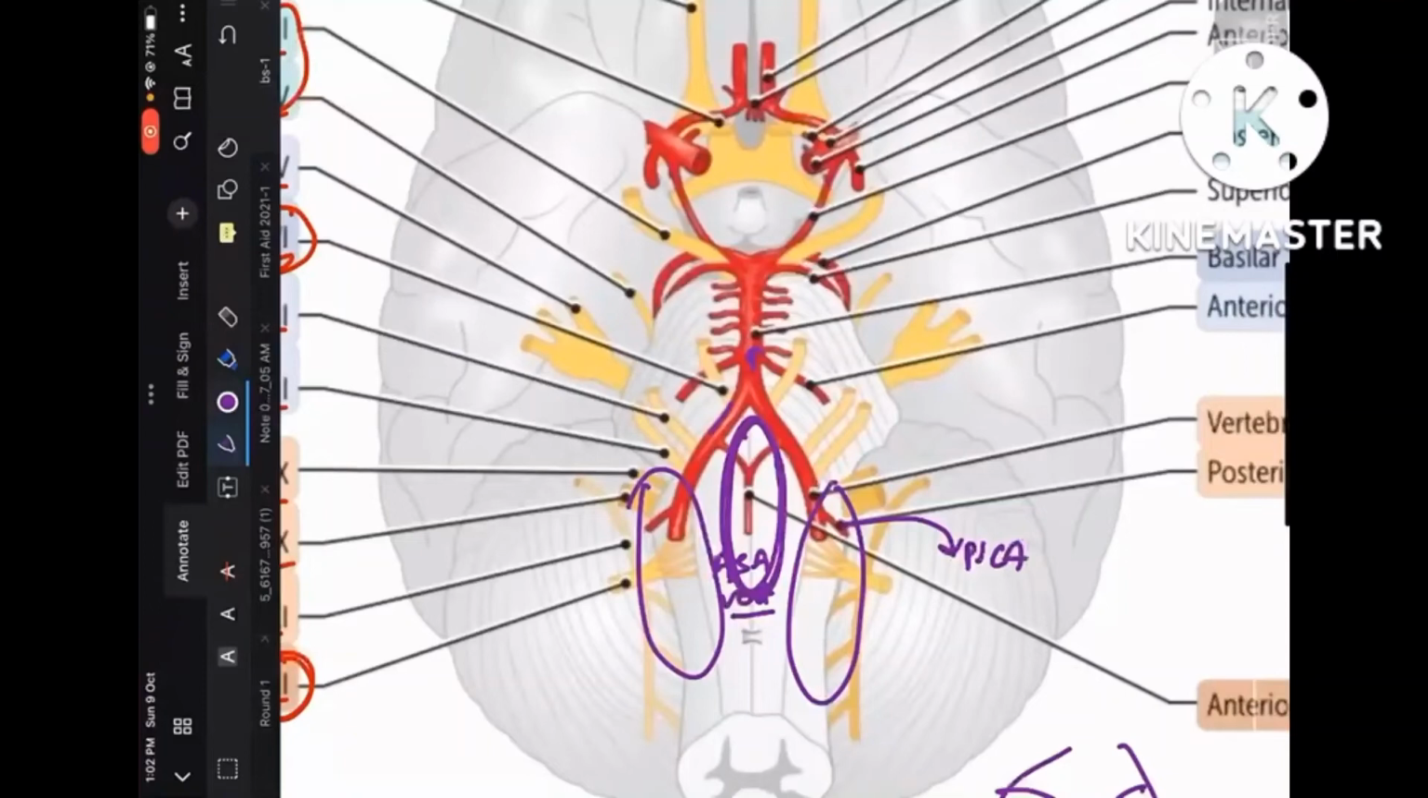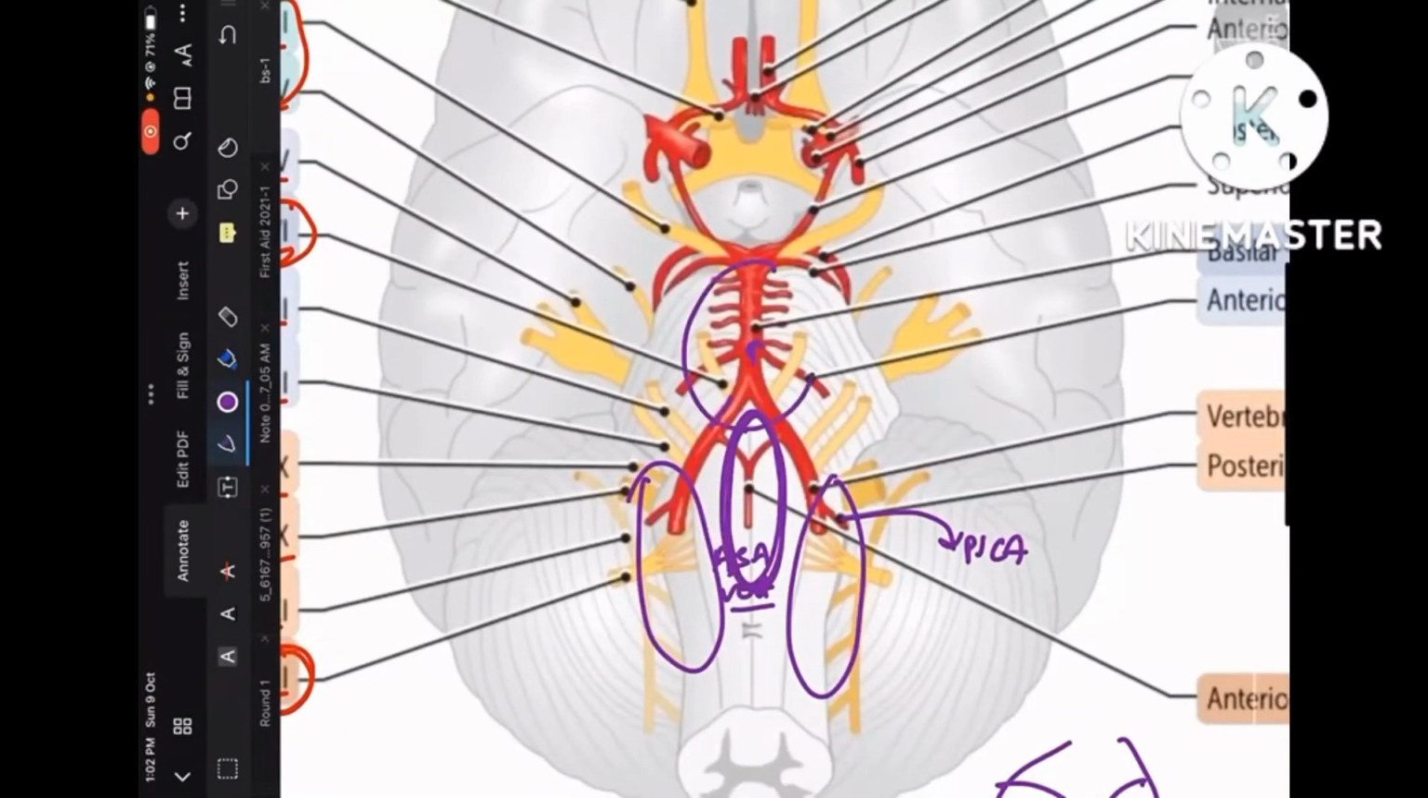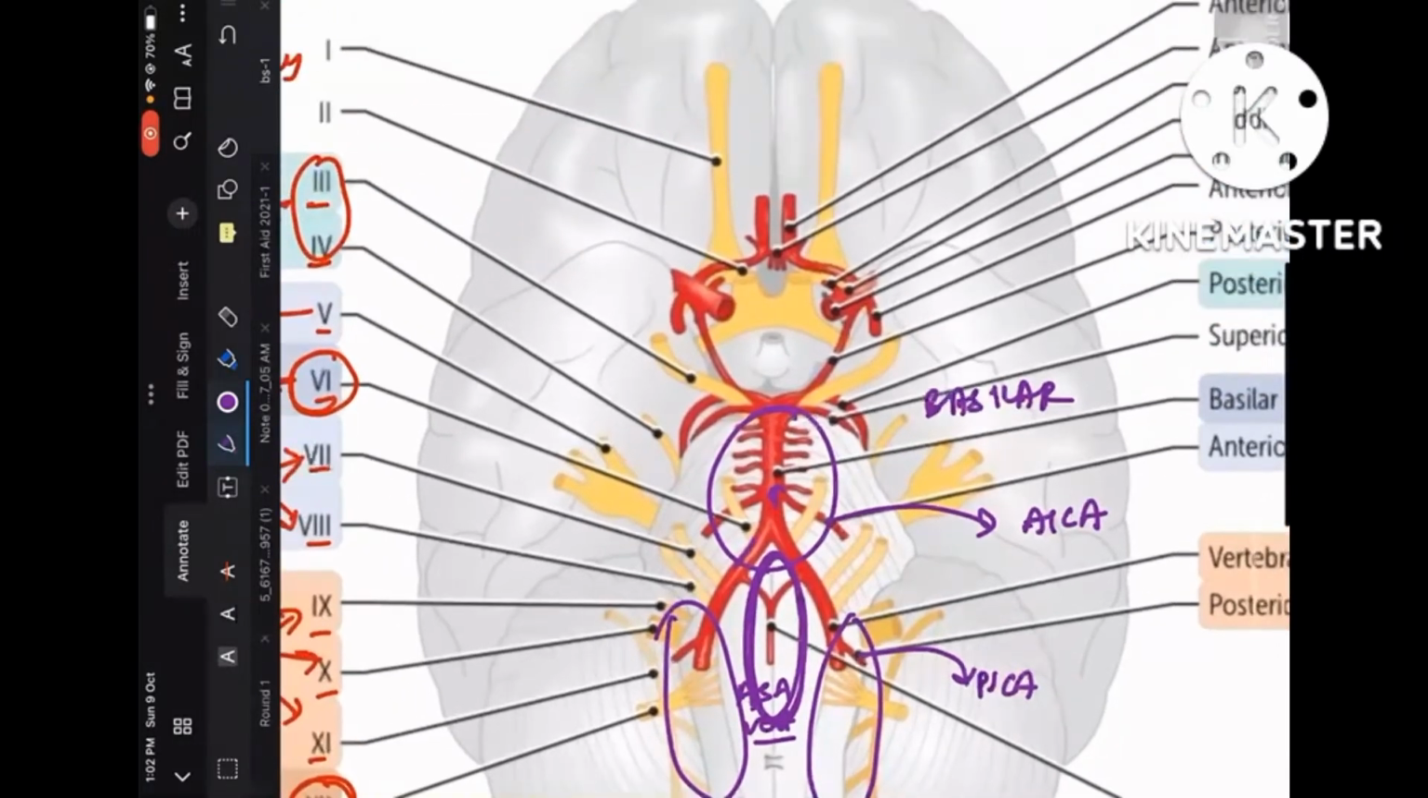Similarly, the midline of the pons, that is the medial end of the pons, is supplied by the basilar, whereas the lateral pons is supplied by the AICA. Whereas the midbrain is all supplied by PCA. There is no medial end and lateral end. The midbrain is totally supplied by PCA.